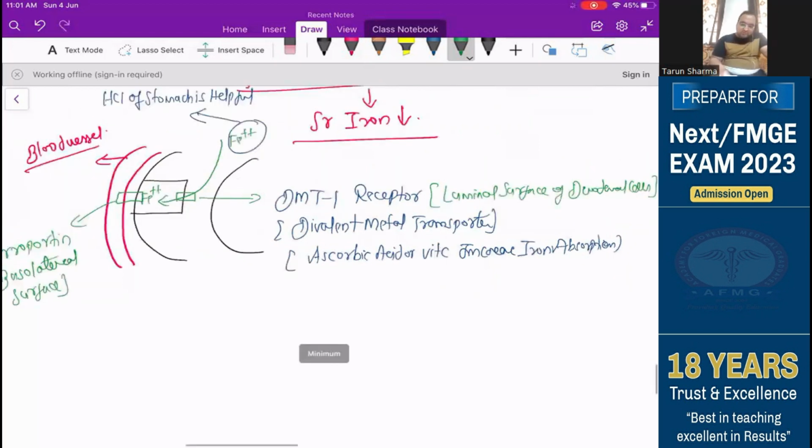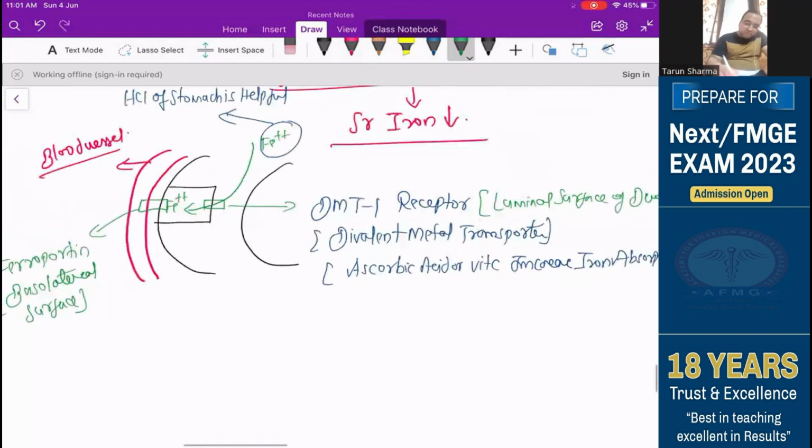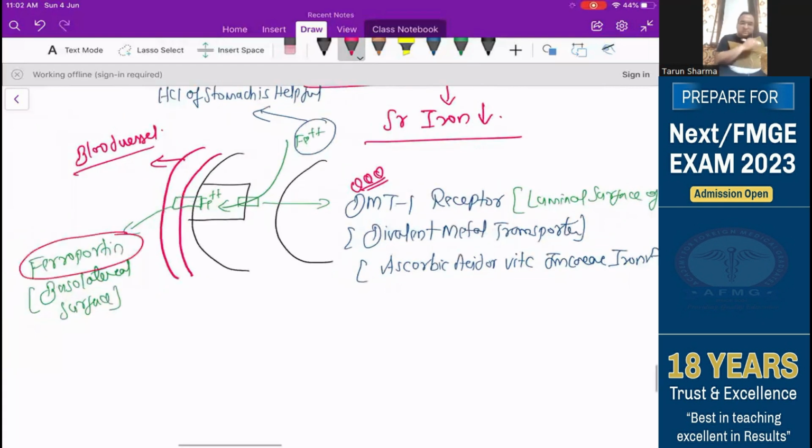Okay, so this is important. If the question asks which is the most important receptor for iron absorption, then you will say DMT1. If they are asking which is the most important receptor present on the duodenal cells for iron absorption, your answer should be DMT1. But if they give you a specific site, like which special receptor is present on the basolateral surface of the duodenal cells for iron absorption, then the answer is ferroportin.